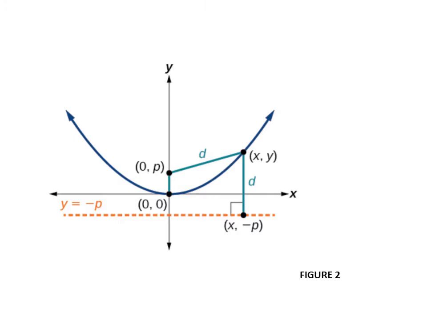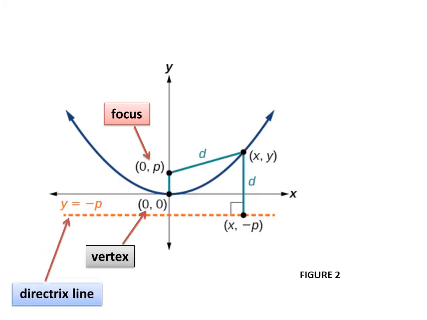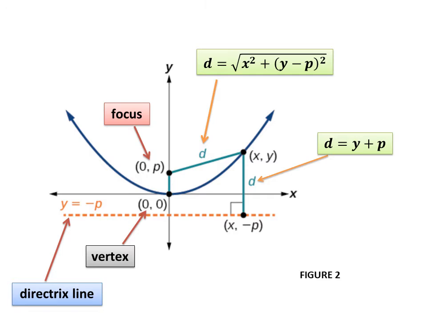Now, look at figure 2. Let (x, y) be a point on the parabola with vertex (0, 0), focus (0, p), and the directrix y equals negative p. The distance d from point (x, y) to point (x, negative p) on the directrix is the difference of the y values. Therefore, d equals y plus p. The distance from the focus (0, p) to the point (x, y) is also equal to d and can be expressed using the distance formula. Therefore, d equals the square root of x squared plus (y minus p) squared.